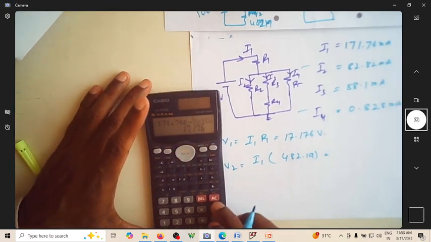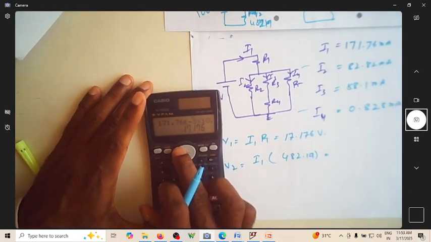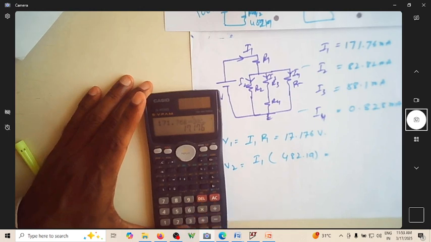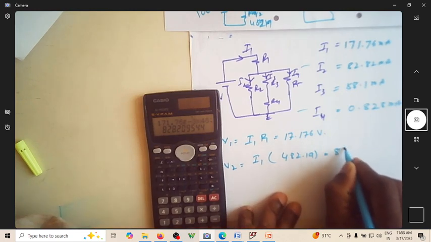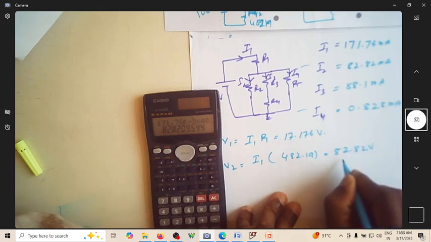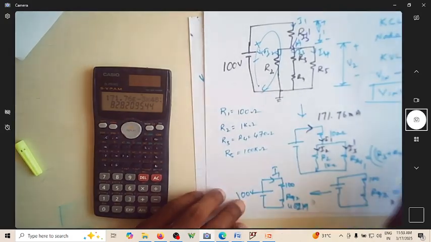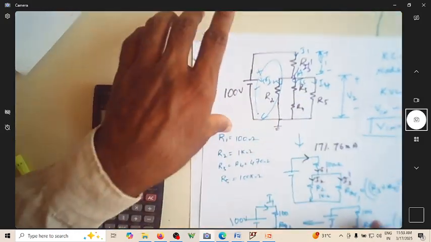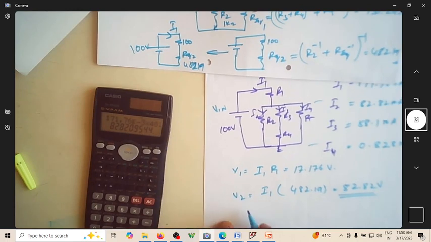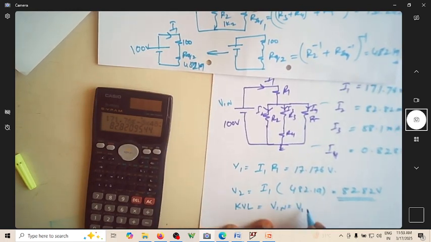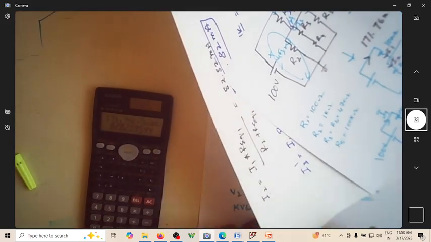So how much is I1? I1 is the same, 171 point something. So how much is the resistance? The resistance now is 482.19. If you see, this is 82.82 volts. We know that if I say this is V in, V1, V2, now I have to verify my KVL. V in should be equal to V1 plus V2. Is it there?